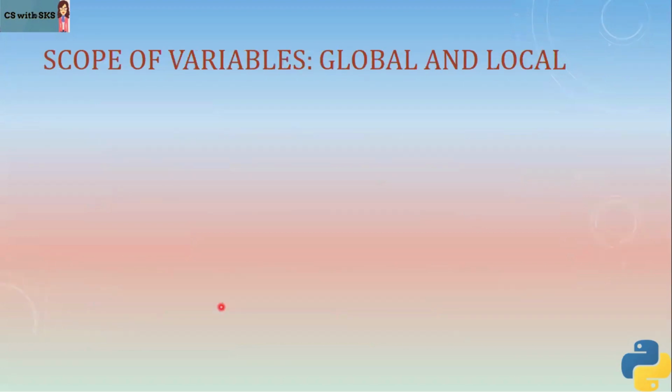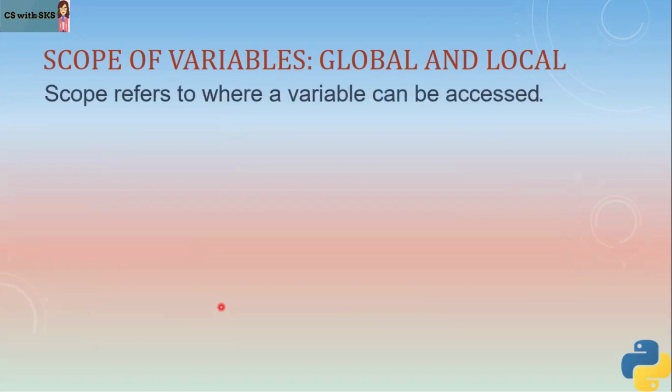Now let's understand scope of variables. First of all, you should understand what scope of a variable is, and then we'll talk about global and local. Scope refers to where a variable can be accessed. When you create functions or any programs, you use variables in them. Scope means where that variable can be accessed, whether only within a function body or anywhere. That is what scope is.